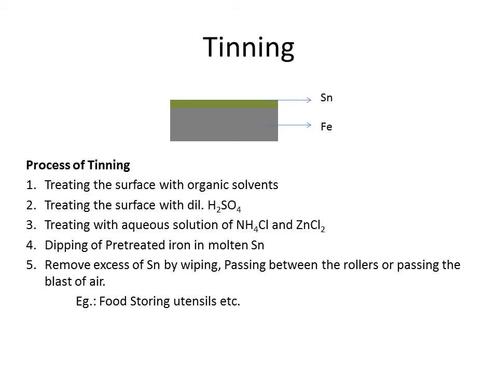Usually tin coated iron sheet is utilized for storing food. Various food storing utensils are made up of tin coated iron. Here is one interesting point to observe, and I will ask you one question: which process is better, galvanization or tinning? I want you to answer that.